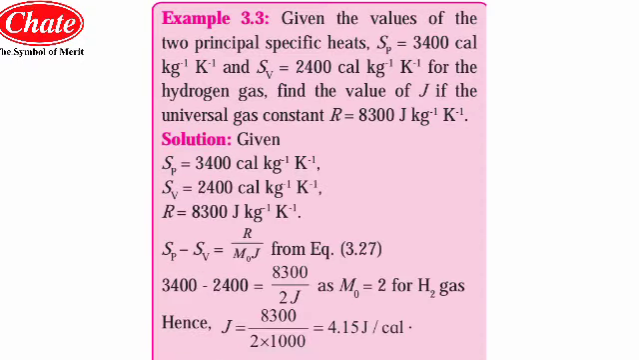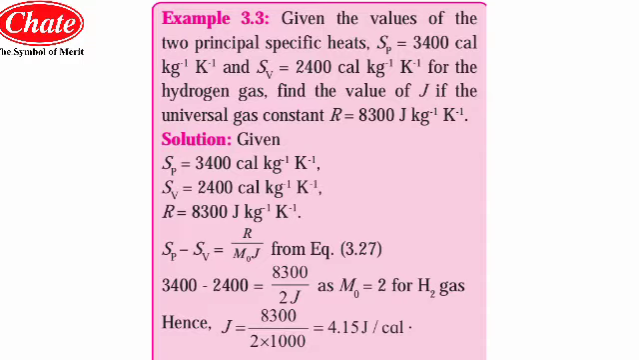So students, this is the problem you can see on your screen. The problem says, given the values of the two principal specific heats, that is SP is equal to 3400 calorie kg raised to minus 1 and Kelvin raised to minus 1, and SV is equal to 2400 calorie kg raised to minus 1 and Kelvin raised to minus 1, for the hydrogen gas, find the value of J, if the universal gas constant R is equal to 8300 joule kg raised to minus 1 and Kelvin raised to minus 1. So they have asked us the value of J.